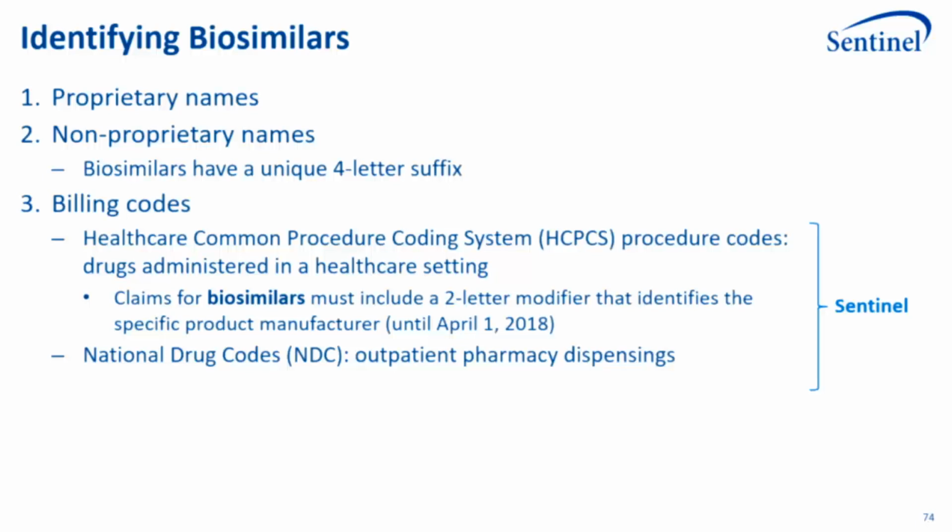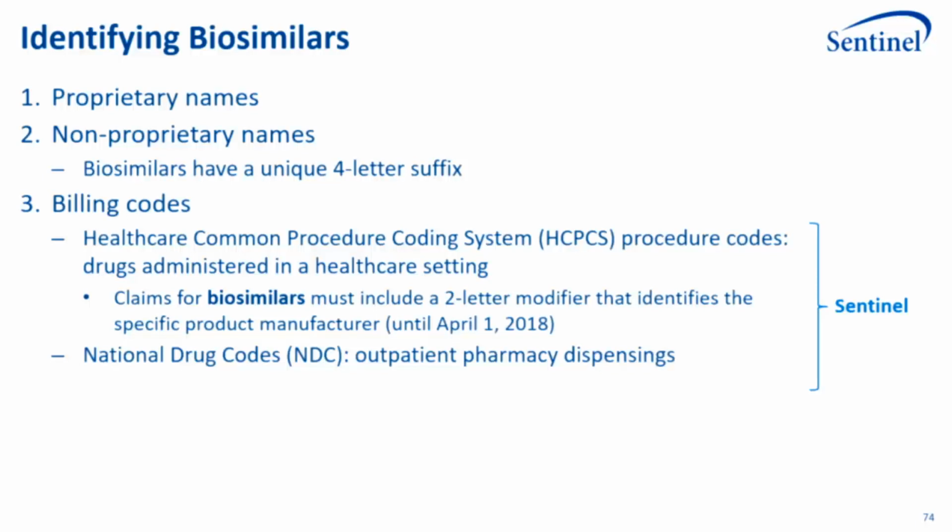So like everything in claims data or any healthcare data, everything is about how you're going to define your exposures or outcomes of interest, what codes you're going to use. And so for biosimilars, as I said, there's the proprietary name and the non-proprietary name and the 4-letter suffix associated with it. That's great. How are we going to actually capture these in the Sentinel data? What's available for these kinds of products in the Sentinel Common Data Model, in claims data in general, are procedure codes and drug codes.